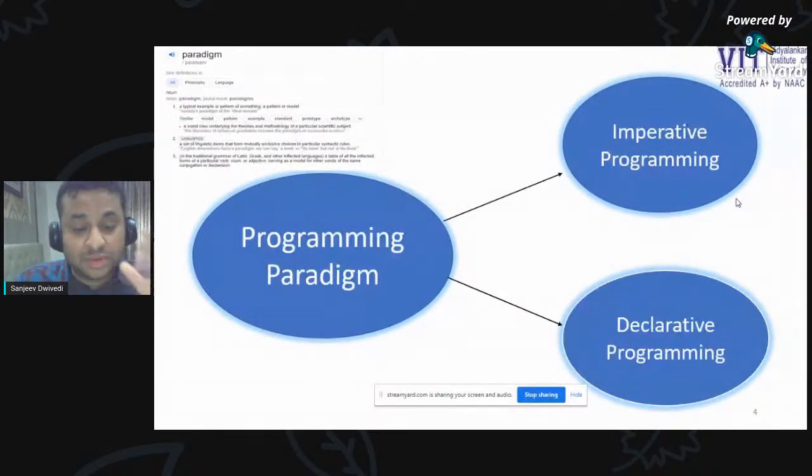Like the way I said, it focuses more on what needs to be done and not how it will be done. So the intention here is just to declare the result we want rather than how it is produced. So declarative programming intends to declare the result and not emphasize much on how the result is produced. So now let us see in detail each programming paradigm.